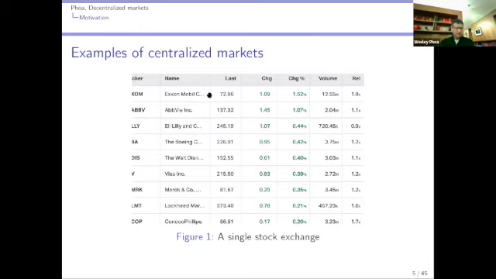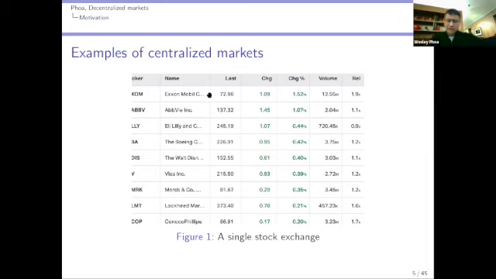So the goal of this is to try and figure out a way to model and understand and simulate decentralized markets. But what do I mean by centralized versus decentralized? Here's the archetypical example of a centralized market, which is the equity market or the stock market. Or, more precisely, a single stock exchange.